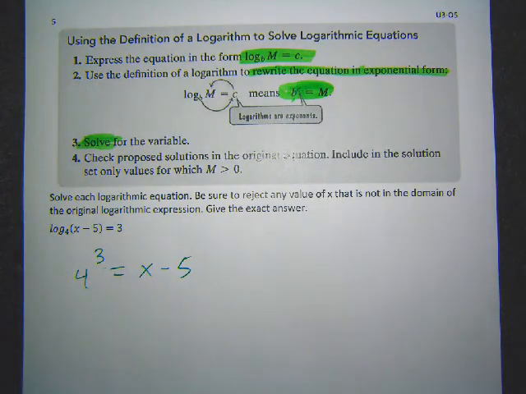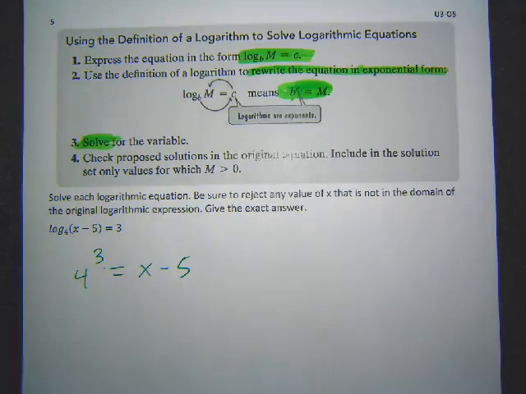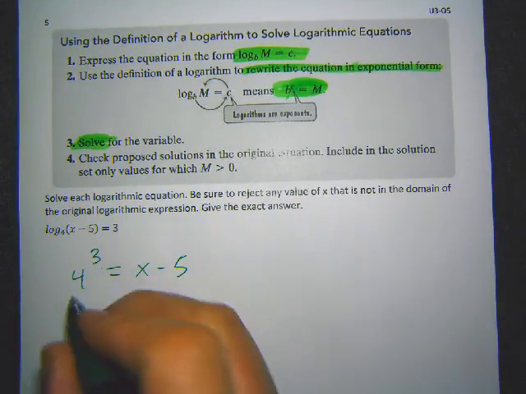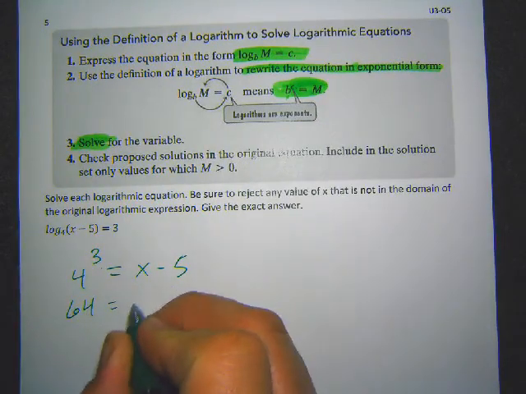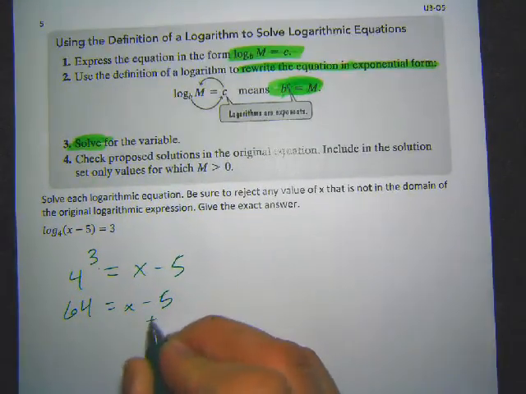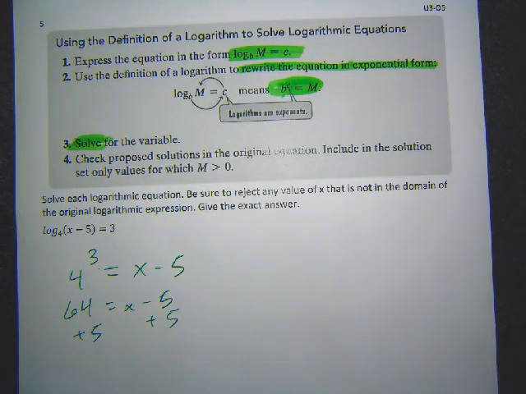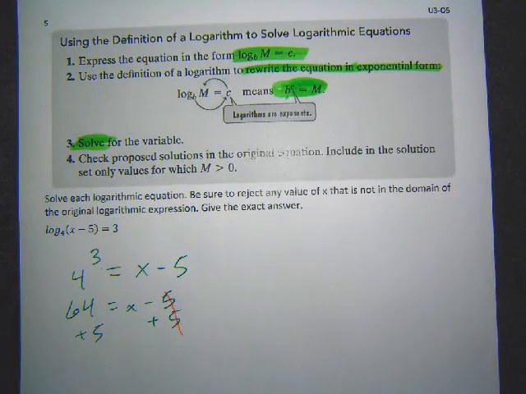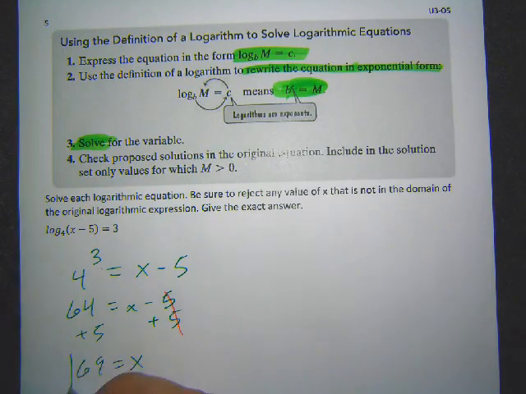Once you have it like this, now you're just solving for x. Not a big deal. First, just do 4 to the third. 4 times 4 is 16, times 4 is 64. So it's going to be 64 equals x minus 5. And add 5 to both sides to get rid of that minus 5 on this side. So I get 69 equals x. And I'm done. That's our answer.